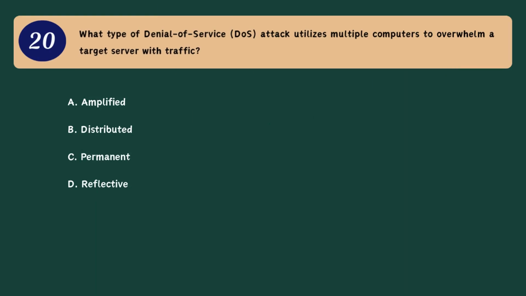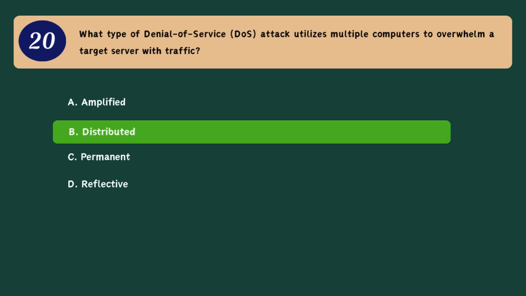Question 20. What type of denial of service attack utilizes multiple computers to overwhelm a target server with traffic? A. Amplified. B. Distributed. C. Permanent. D. Reflective. Correct answer. B. Distributed.